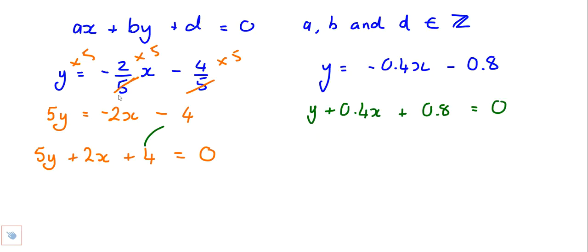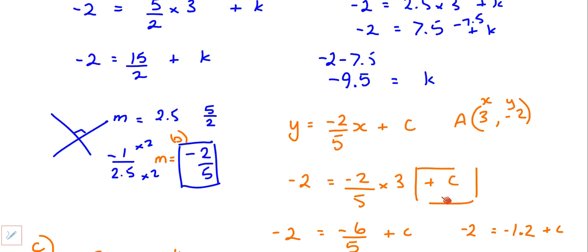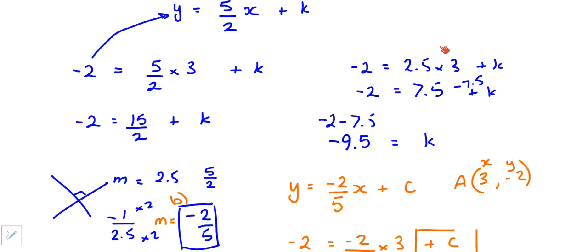Right. So in this question, easier to find the gradient, fraction. Easier to find the final thing, fraction. I think the only time it was easier to use the decimals was to find k in the first place. But we could have found it using fractions as well.